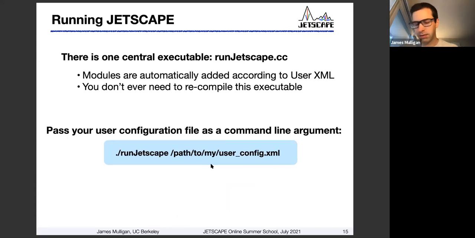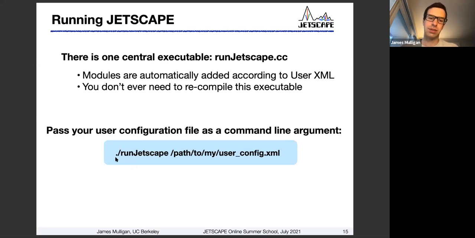Okay, so now once we have JETSCAPE installed and configured, we just need to start running our events. To do that, there is one central executable called runJetscape. When you compile JETSCAPE itself, it will compile this executable. And any module that you had listed in your user XML file will be automatically added to your event generation. You don't ever need to recompile this executable, for example. If you want to update something, you just add your module to the user XML file. The caveat is if you're adding a completely new module, you will need to recompile. But we'll get to that later as well.